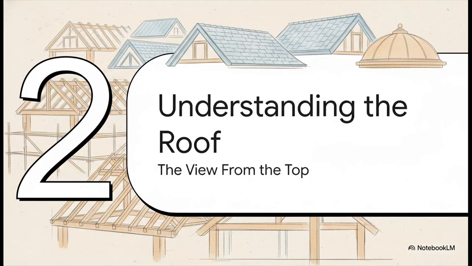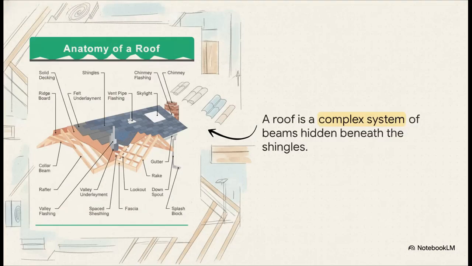All right, now that we've got the floor down, let's travel all the way to the top of the house and take a look at the roof. Just like the floor, a roof is so much more than what you see from the street. Underneath all those shingles and tiles, there's this whole complex anatomy of wooden beams. And this cutaway shows us that hidden framework perfectly, the thing that gives the roof its shape and protects the home from rain and snow.